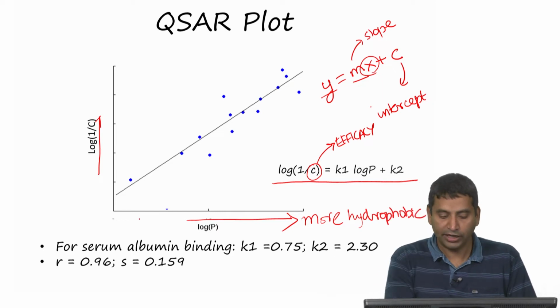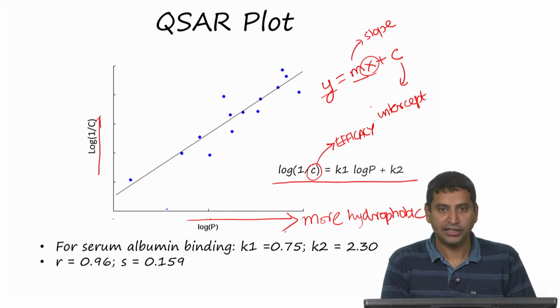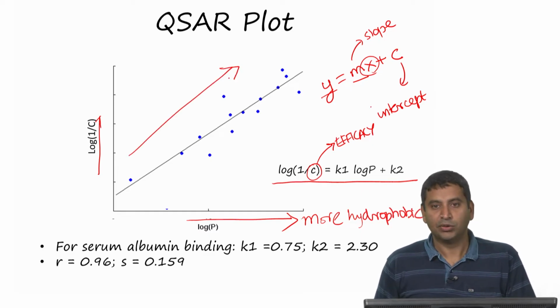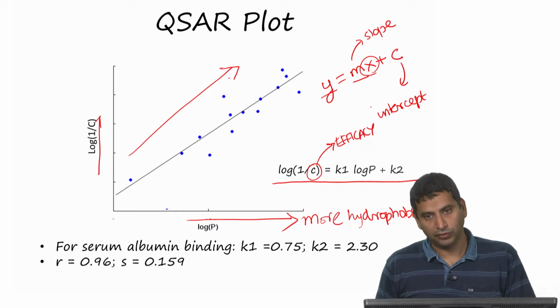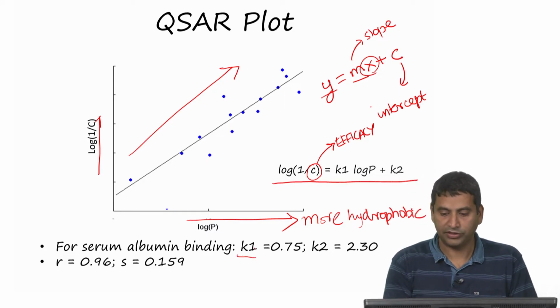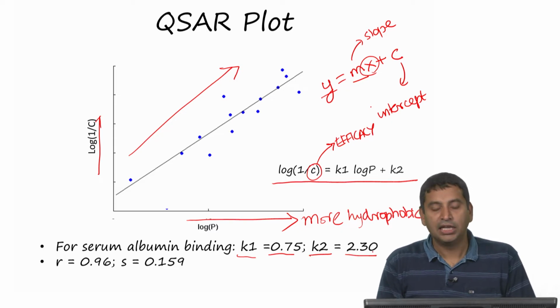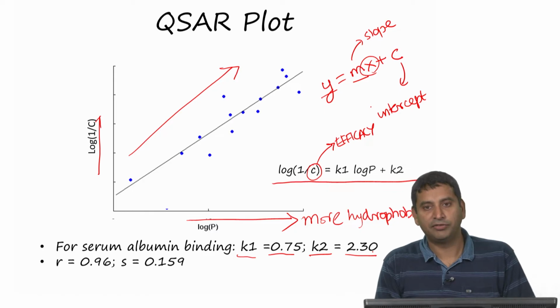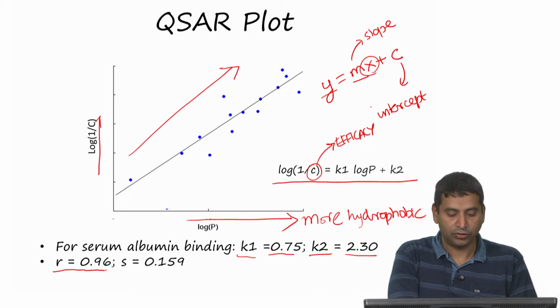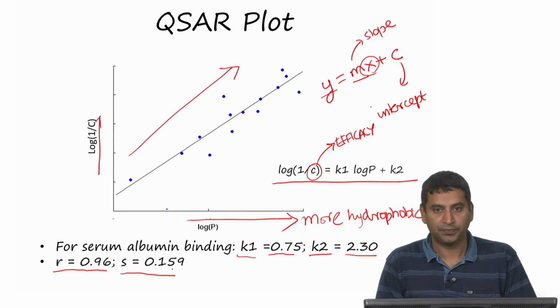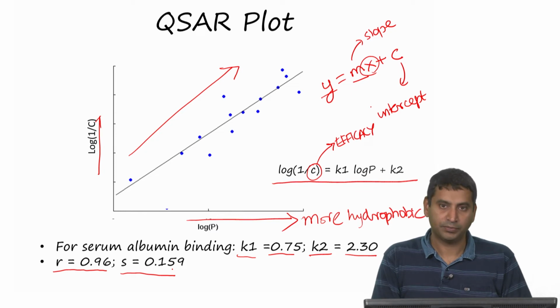So, therefore, when I go from left to right, I see that the activity goes up. If I fit this to a curve, I get K1, which is the slope, as 0.75, and K2, which is the intercept, is 2.30. And there are other parameters that we obtain while we are fitting this curve. One is called the linear regression coefficient, which is R, and the second one, S, is called the standard deviation, or standard estimate of error.